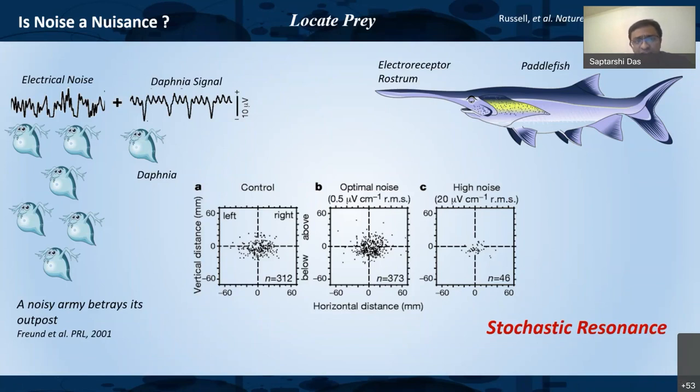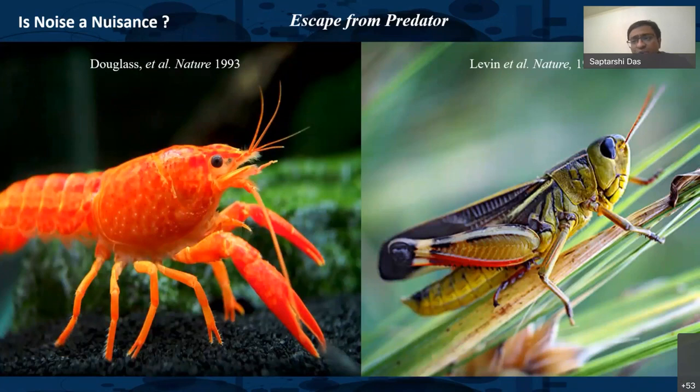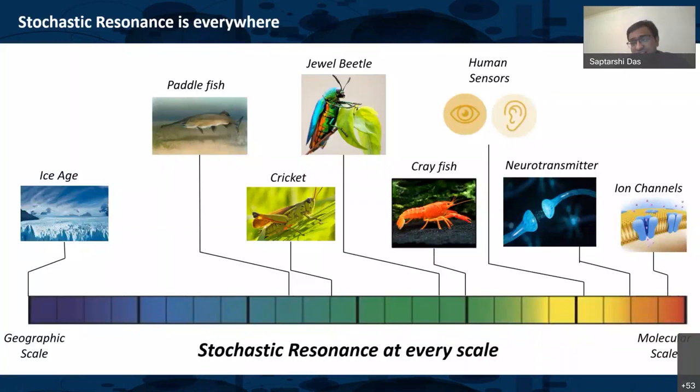Now, this is called stochastic resonance, and stochastic resonance examples are found in sensory neurobiology, in multiple examples of finding prey or escaping from predators or finding mates. In fact, it is found even in the explanation of periodic reoccurrence of Earth's ice ages and even opening and closing of ion channels. So stochastic resonance in nature is at every scale, from geographical to biological.